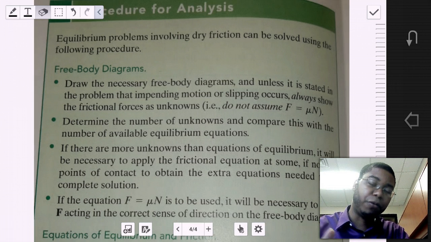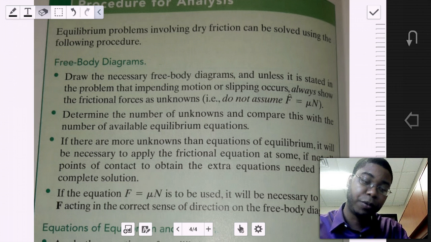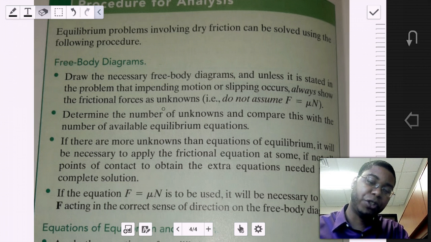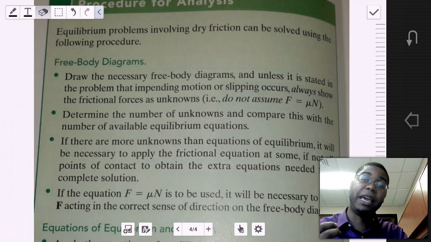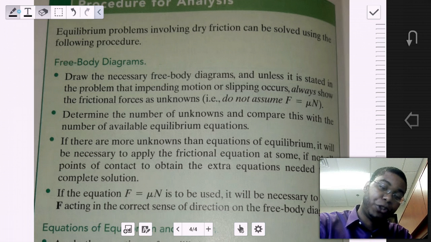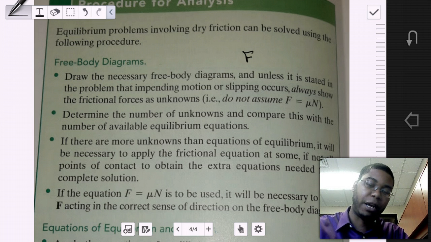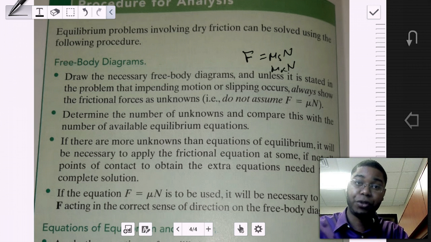The first thing we need to do is, of course, draw a free body diagram. Draw the necessary free body diagrams, and unless it is stated in the problem that there exists impending motion or slipping occurs, always show the frictional forces as unknown, right? So if we don't have impending motion, or if we don't have slip, so if it doesn't say on the verge of, close to, beginning to, if it doesn't have that language which indicates impending motion, then we should just assume that we have some frictional force F that we need to find, and do not apply the mu_s N or the mu_k N equations, okay?